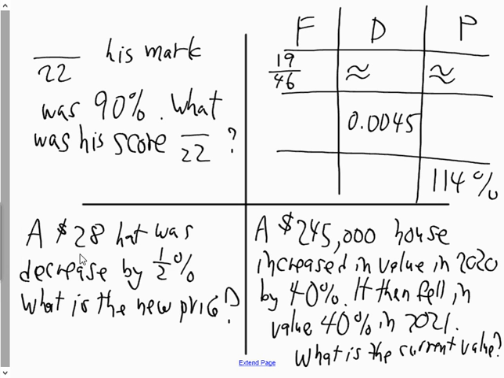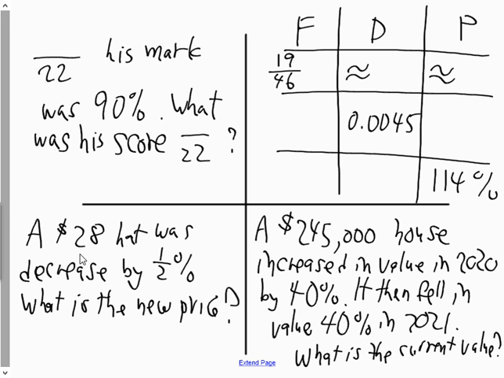All right, here's a 4-question warm-up. Grade 8s, today's date is May 20th, 2021. First question says Austin's mark was 90%, and he had a score out of 22. What was his score out of 22 if his percent was 90%?